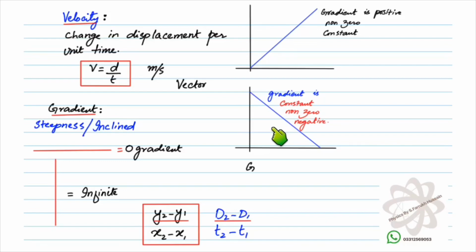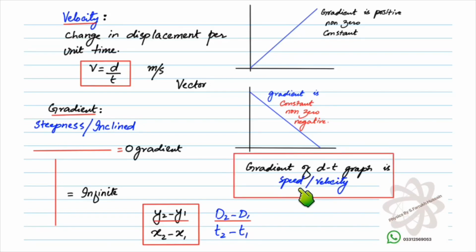Gradient of the dt graph is actually speed, or you can call it velocity. If d is distance and t is time, it will give you speed. If d is displacement and t is time, it will give you velocity. So let's discuss some dt graphs so that we have a greater idea how to analyze when a graph is given in a question.